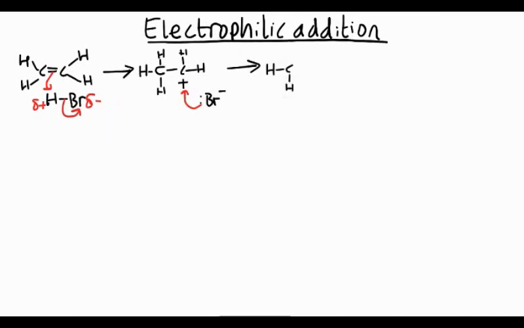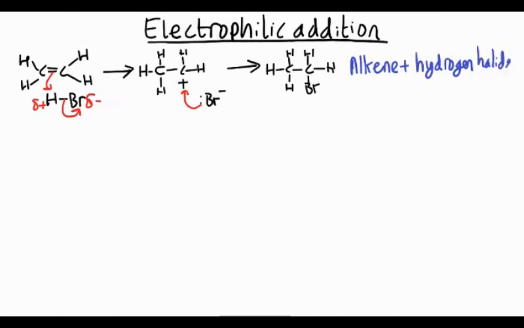So think about the overall reaction here. We took hydrogen bromide, reacted with an alkene, and we got bromoethane, a haloalkane. In general, hydrogen halides react with alkenes. Alkenes plus hydrogen halides produce haloalkanes. A hydrogen halide is a hydrogen atom joined to a halogen atom, in this case bromine.